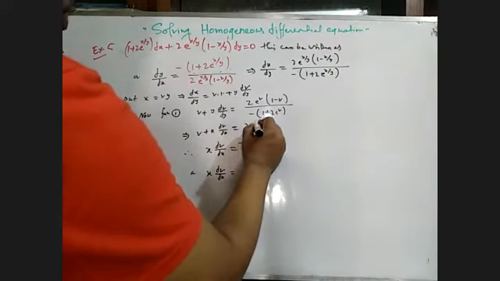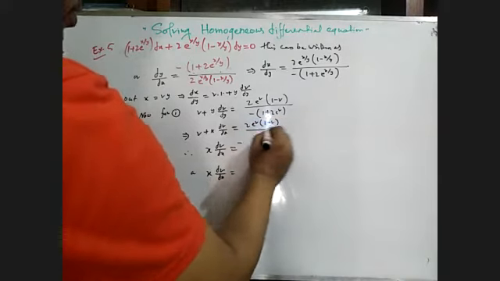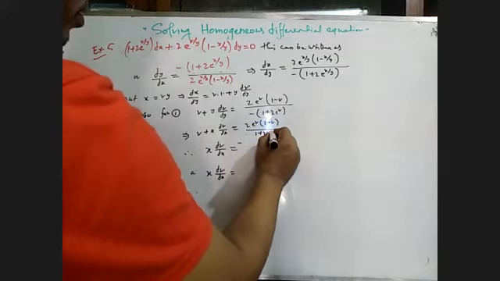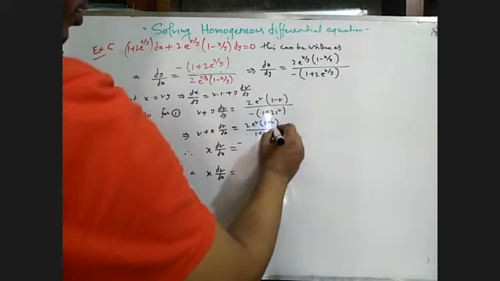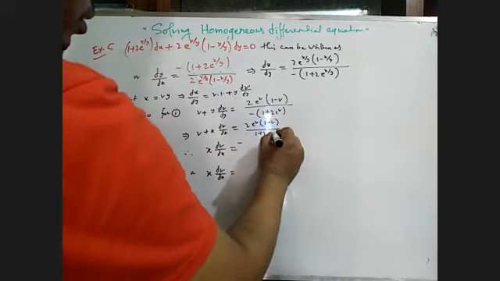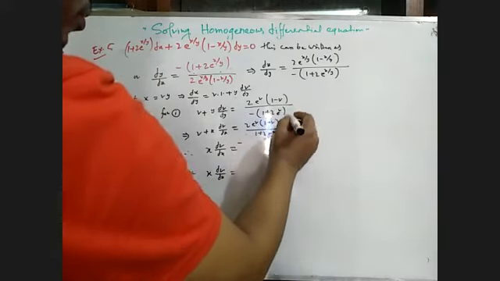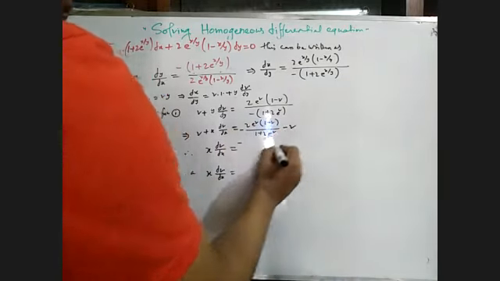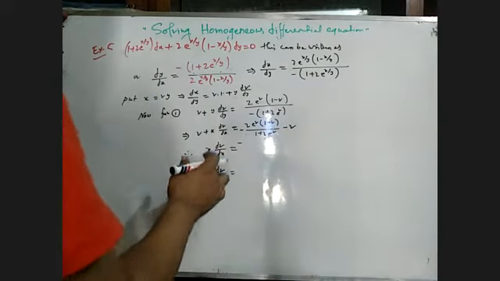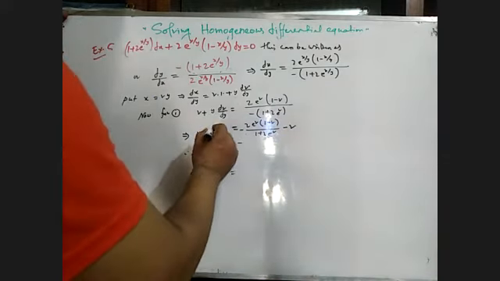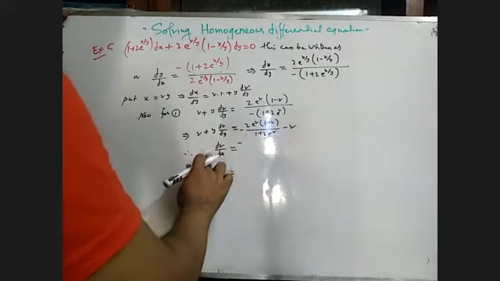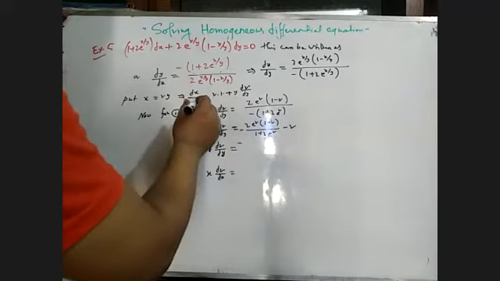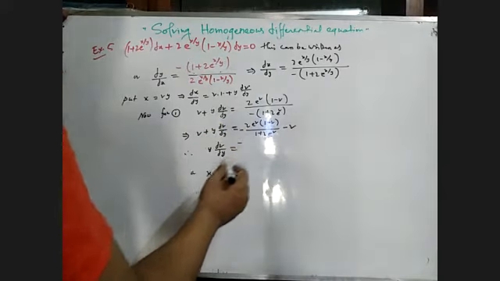So 2e^b(1 − b) divided by 1 + 2e^b. This will be e^b, and here will be a − b. So here will be y dy, okay, y dy, dv dy.